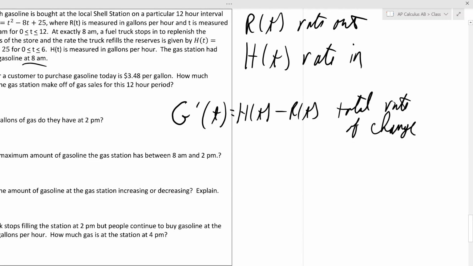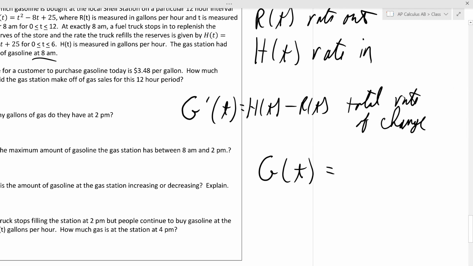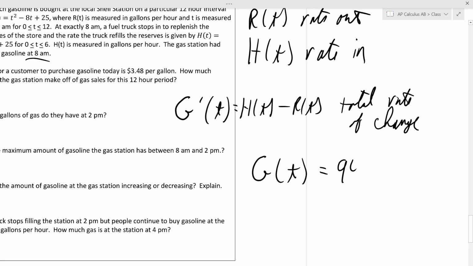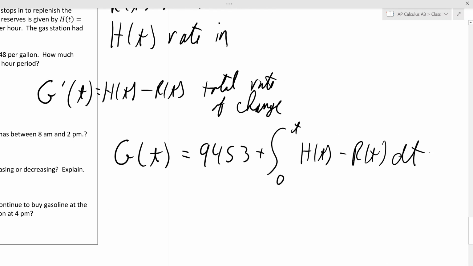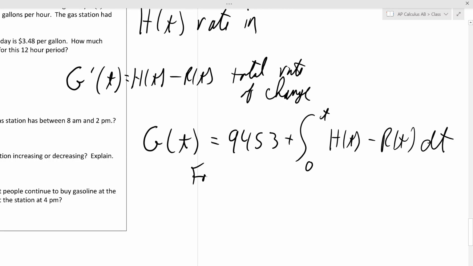All right? But for right now, we have that the amount of gas we have is equal to the amount of gas that we started with, which is 9,453 gallons, plus the integral from, we're starting at 0, because that's what we knew we had that, to t, of H of t minus R of t dt. But this is only good for 0 less than or equal to t less than or equal to 6.